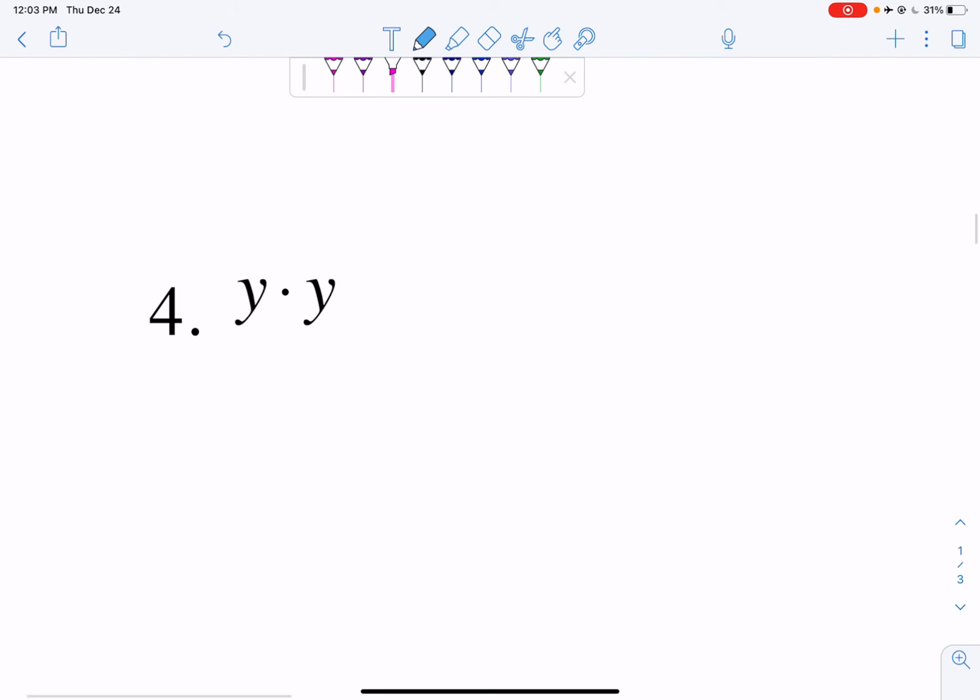Here I have y times y. This is a pretty quick one. Put your ones up top. There are no coefficients for you to multiply, so my final answer will just have a y. And what's 1 plus 1? 2. Y squared is my final answer.